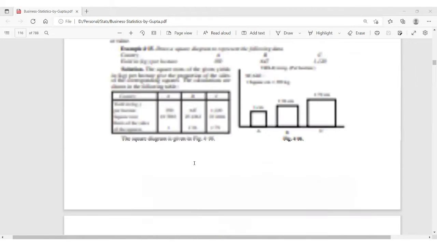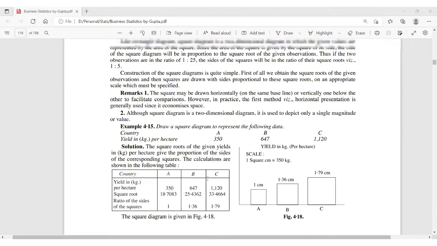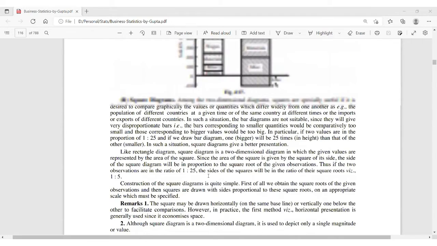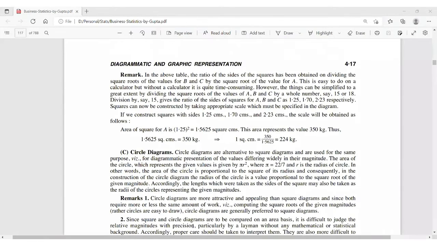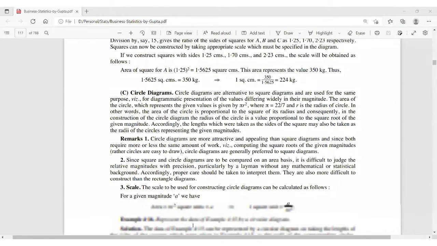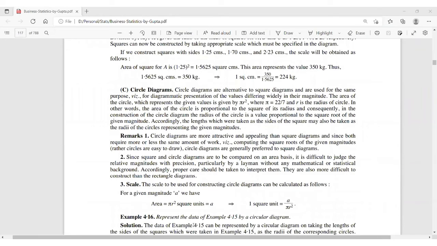Okay, in the last class we have done bar diagrams, right? Yes, sir. Okay, now come to the circle diagram. Similar to the bar diagram, a circle diagram is also a diagrammatic representation, in the form of a circle. Circle diagrams are an alternative to square diagrams and are used for the same purpose, right?